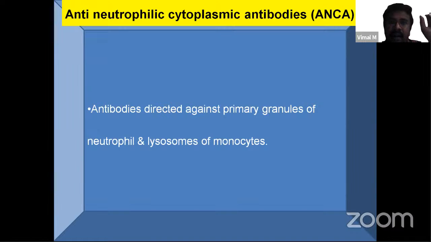ANCA. Let us see what is ANCA. ANCA is nothing but anti-neutrophilic cytoplasmic antibodies. Analyze the name: anti-neutrophilic cytoplasmic antibodies. That is, antibodies directed against the primary granules of the neutrophil and lysosomes of monocytes. Where are these granules located? Usually the granules are located in the neutrophils, where? In the cytoplasm. So anti-neutrophilic cytoplasmic antibodies are the antibodies directed against the primary granules of neutrophils and lysosomes of the monocytes.